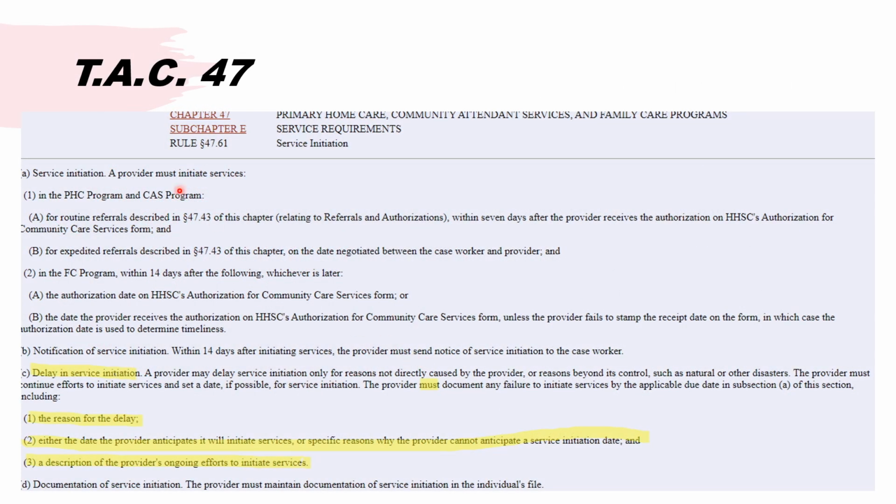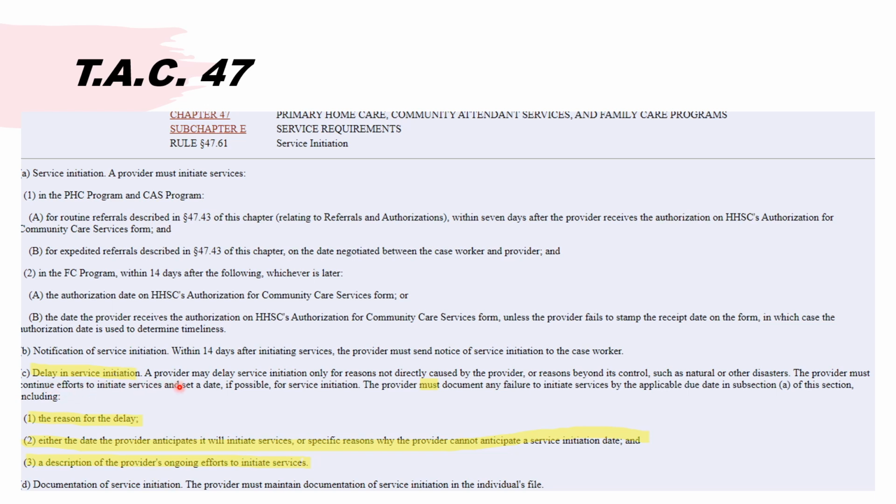Texas Administrative Code 47 also talks about service initiation. A provider must initiate services, okay? You must initiate services based on the timeline that they're giving you here. And if you cannot meet that service initiation when they're explaining to you here, it tells you delay in service initiation.